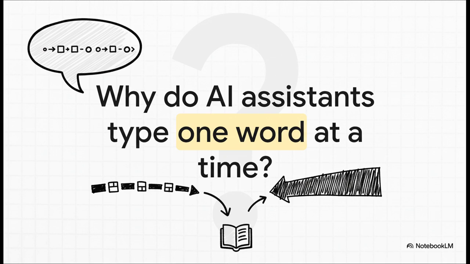You know the scene, we've all seen it. You ask ChatGPT or another AI a question, and it just starts typing, one word at a time. So why does it do that? Well, that slow, deliberate pace isn't just for dramatic effect. It actually points to the fundamental way that most AI models think. But the big question is, is that the only way?